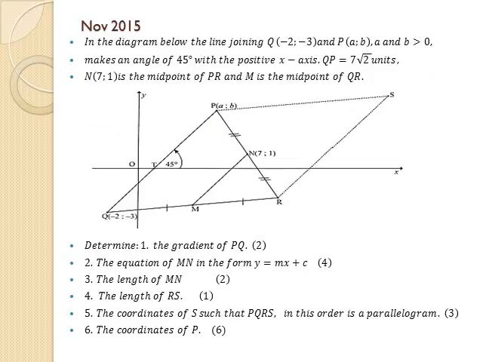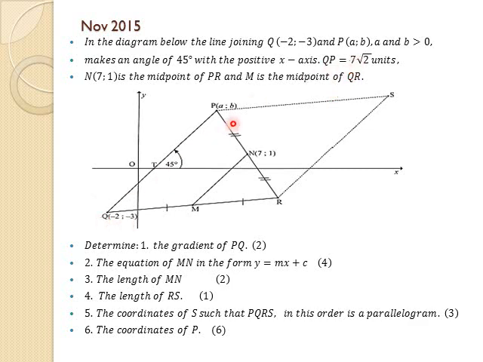In this grade 11 analytical geometry, again I'm looking at a grade 12 question on a parallelogram. November 2015, diagram below: the line joining Q(-2; 3) and P(a; b), with a and b greater than 0, makes an angle of 45 degrees. So the angle of inclination there is 45.